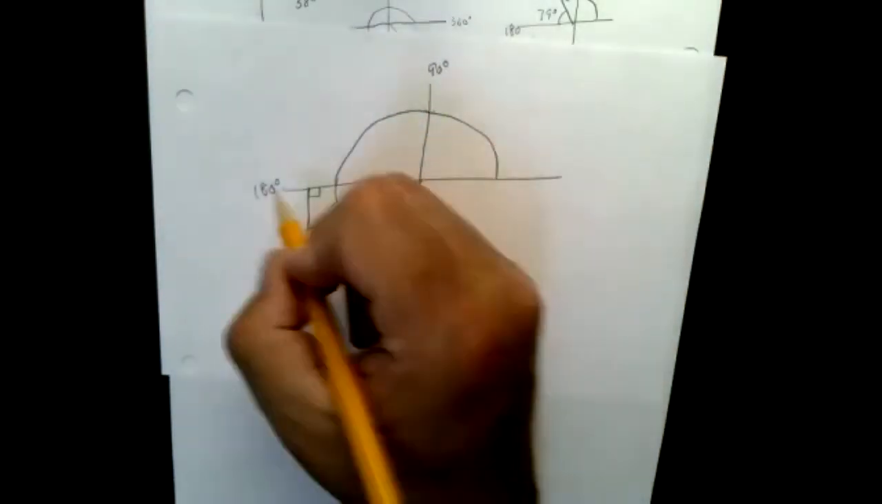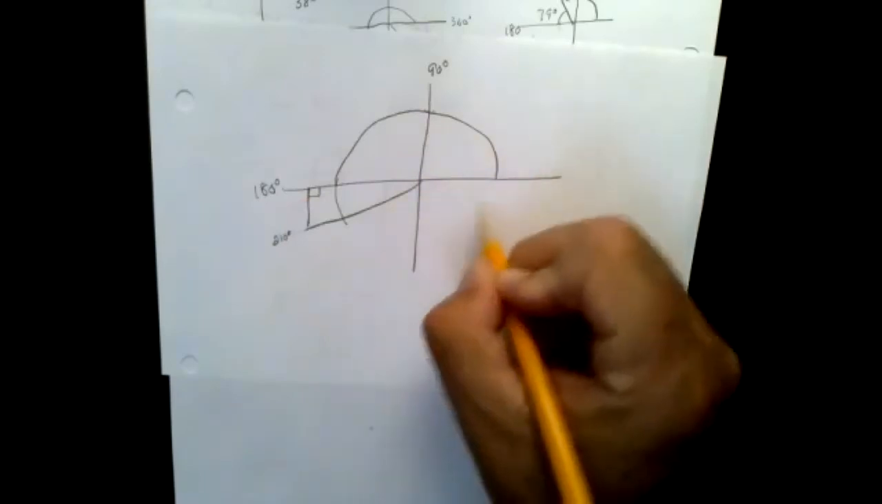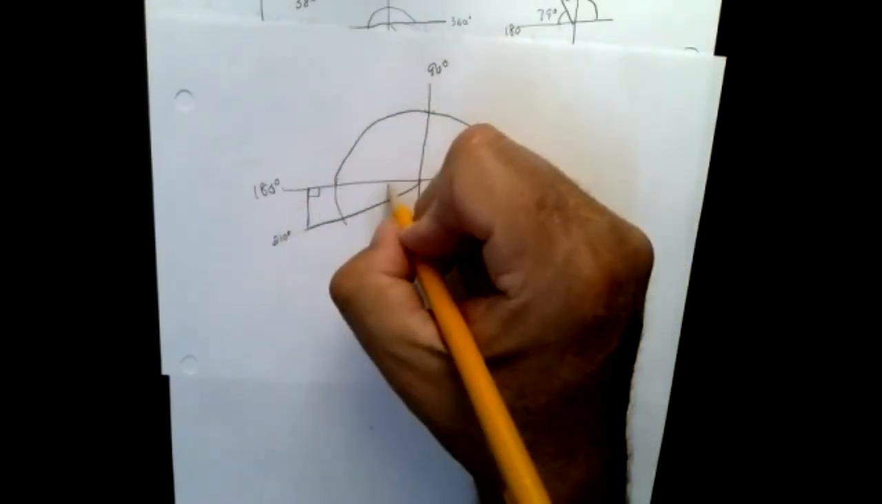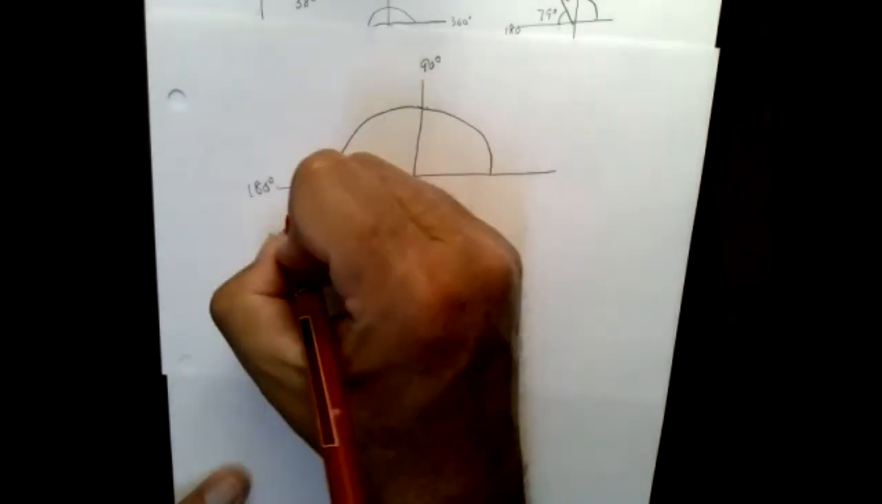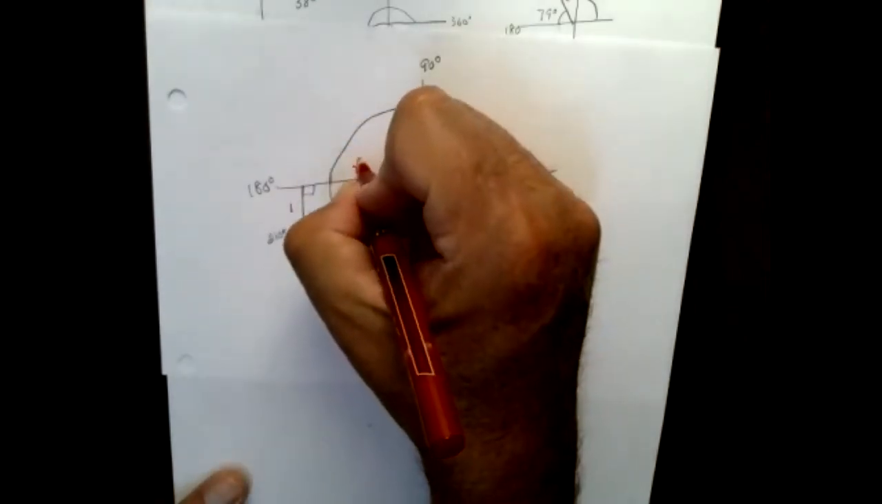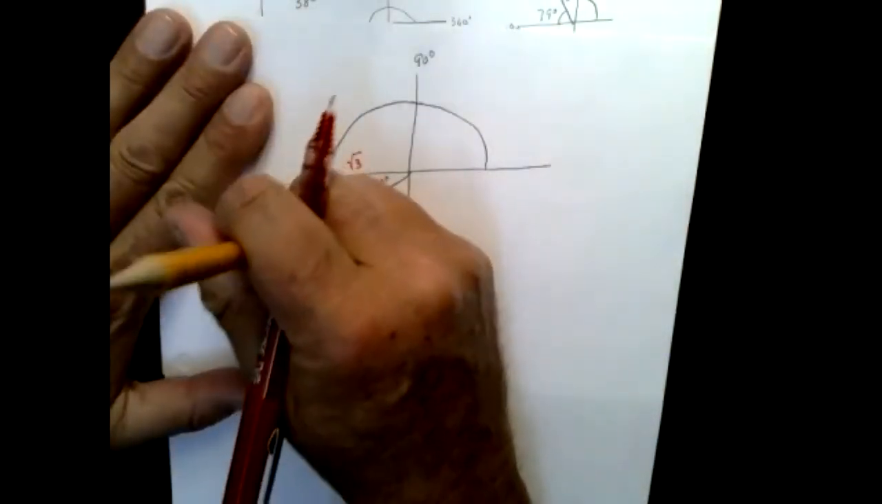So my question was, if this was 210 degrees to go all the way around, how far past 180 did I go? That should be the difference between 210 and 180. So that's 30, and this is 60. Now I know a 30-60-90 triangle: that's 1, square root of 3, and 2. How did the square root of 3, 2, and 1 come about?